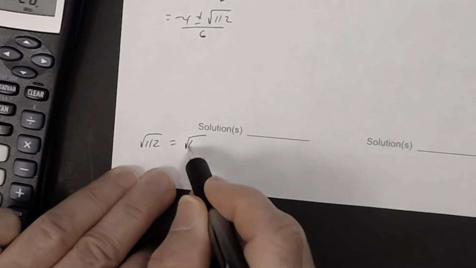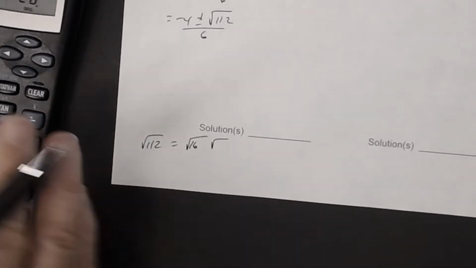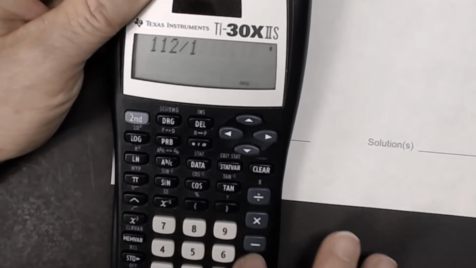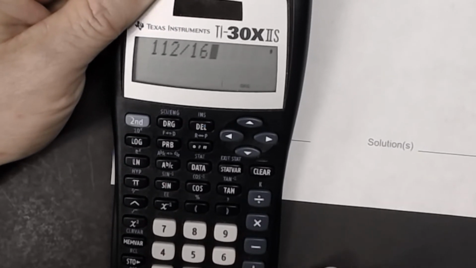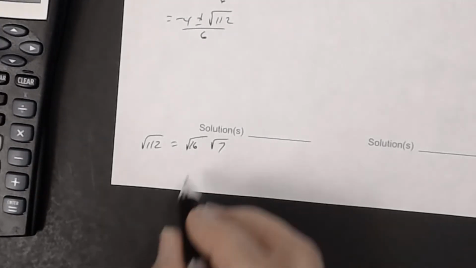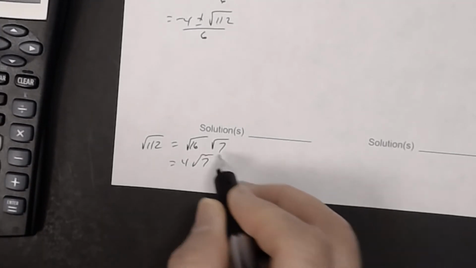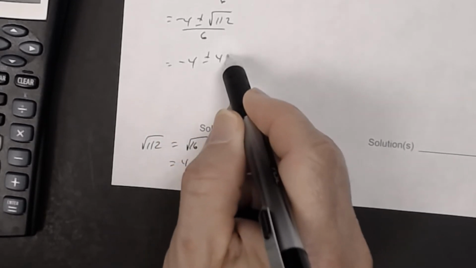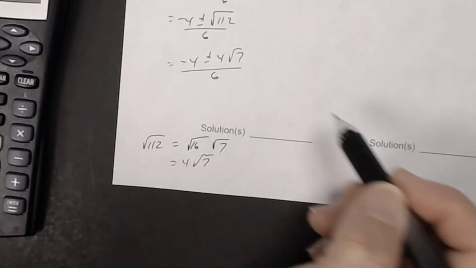So it'll be the square root of 16 times, so let's do this again. So 112 divided by 16. Always use the largest. Always use the largest. Times 7. And so that's 4 times the square root of 7. So that goes here. So that's negative 4 plus or minus 4 square root of 7, divided by 6.